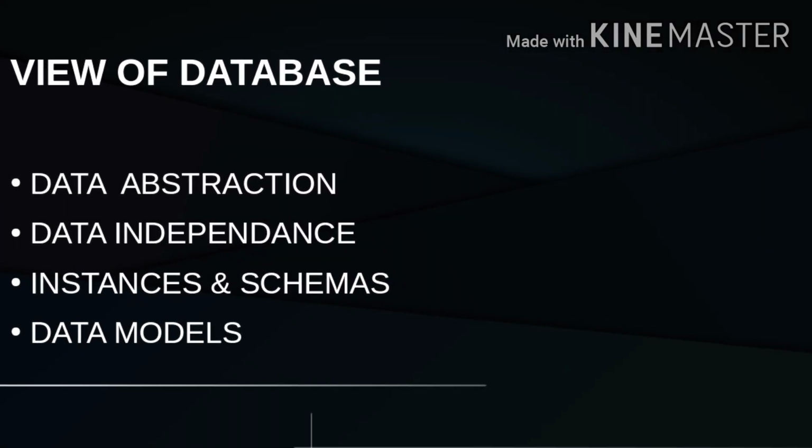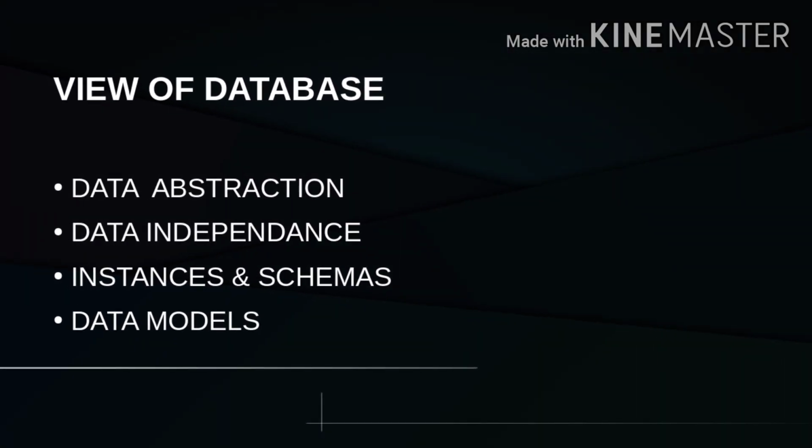So now we are going to discuss the views of data. There are four views: data abstraction, data independence, instance and schema, and data model. First of all, we are going to discuss what data abstraction is. Data abstraction is the hiding of complex data structure just to make it user friendly. This is done because most of the users accessing the database system are not that familiar or trained with computers. So just to make it simple for them to use, we need to attain data abstraction. Data abstraction is achieved by using the three schema architecture.